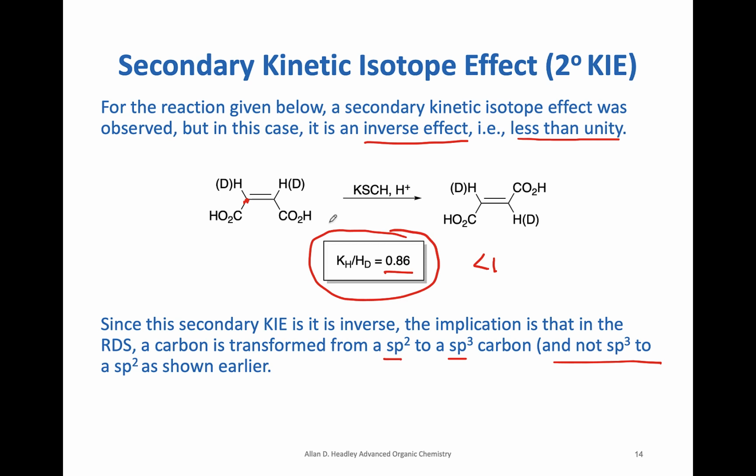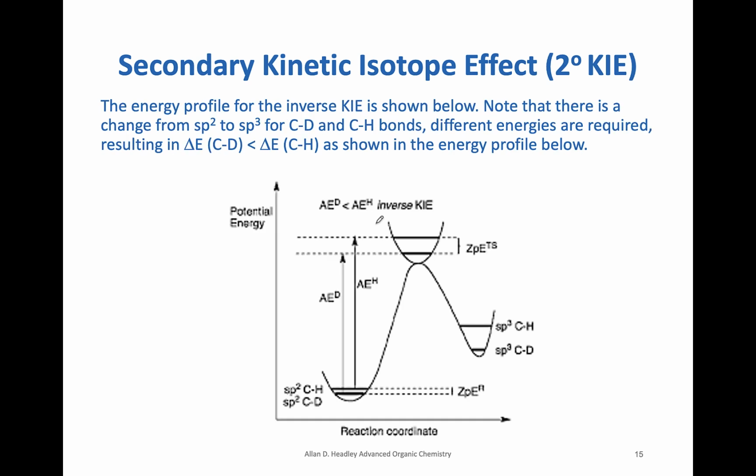So let's just refresh how we can use this information. It's a secondary kinetic isotope effect. How do we know that? Because in going from reactant to product, there's no CH-CD bond breakage. Another bit of information from this value is that it's less than 1, which means that's inverse, which means that a carbon sp2 goes to an sp3 in the rate determining step. So let's apply that to a mechanism here.